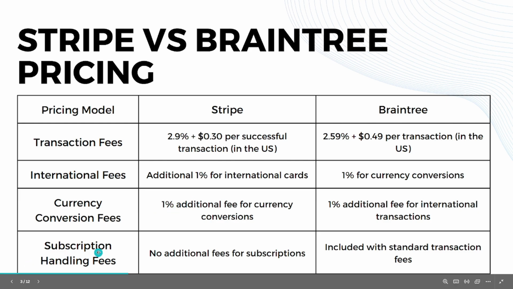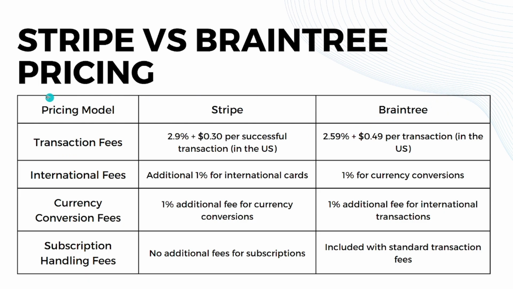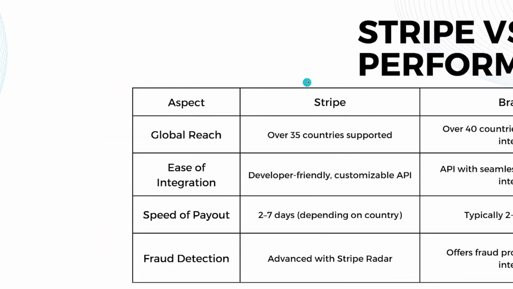And lastly, for subscription handling fees, Stripe has no additional fees for subscriptions, while Braintree has the fees included with standard transaction fees. So on Braintree, the subscription handling fees are already included in the standard transaction fees. So that's it for the pricing comparison. So now let's go directly to performance.